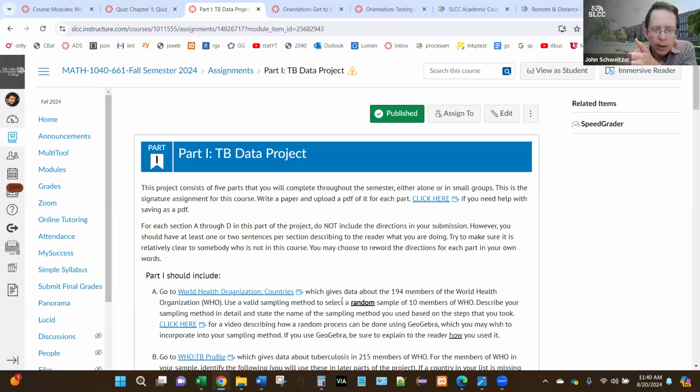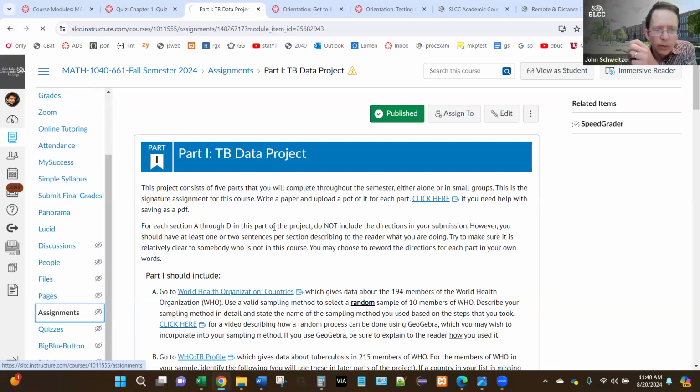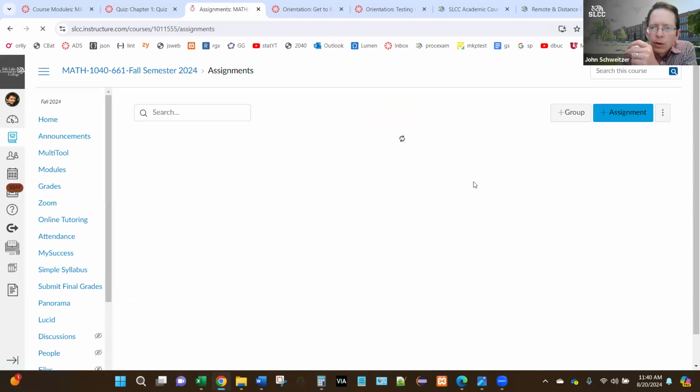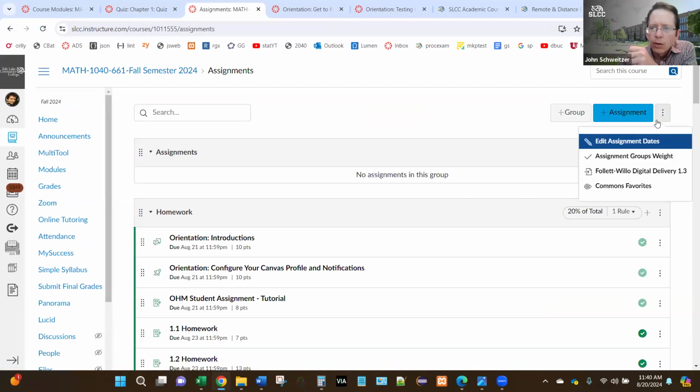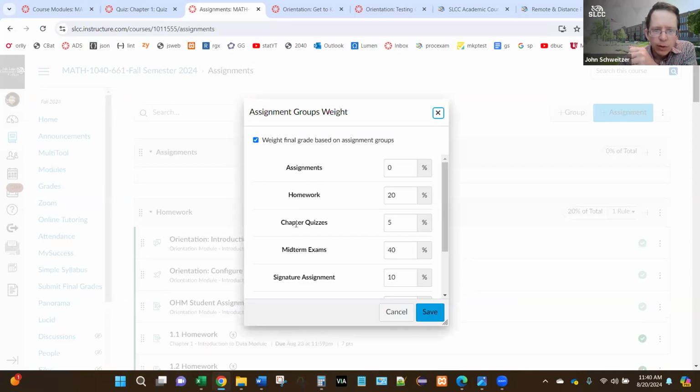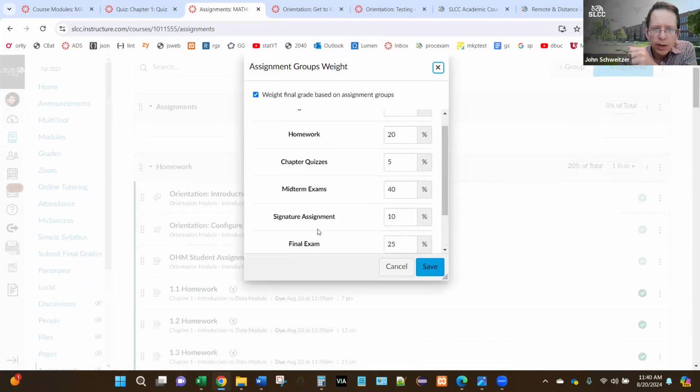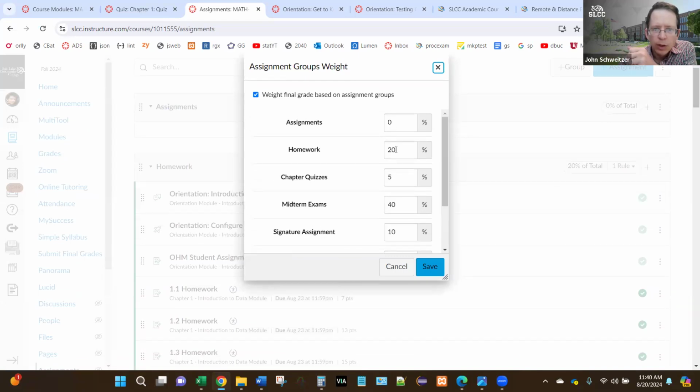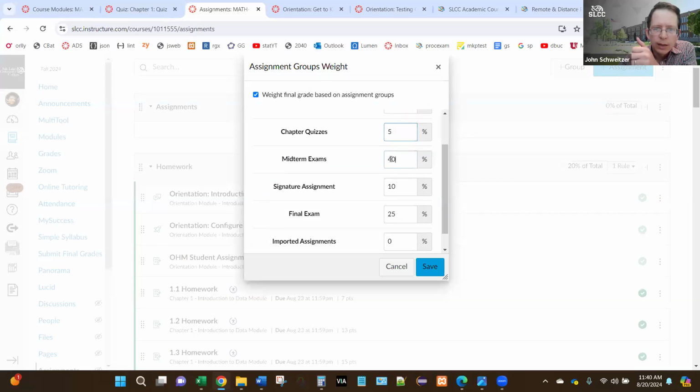Okay, so there's the project here. We have quizzes that are done through Canvas, the homework, the 4 midterms, and the final. I think that was all. Okay, so you can see the grade breakdown here. The homework is worth 20%, so about a fifth of the grade. Chapter quiz is 5%. The biggest category is the midterm exams. So 40% of your grade is coming from that.